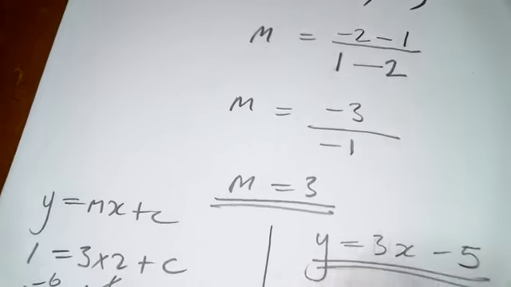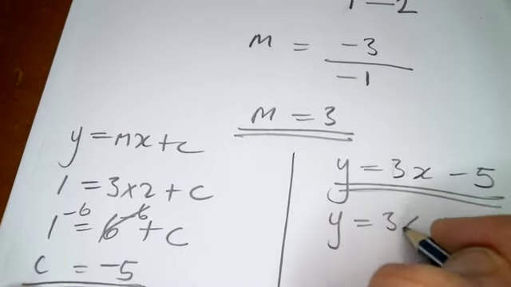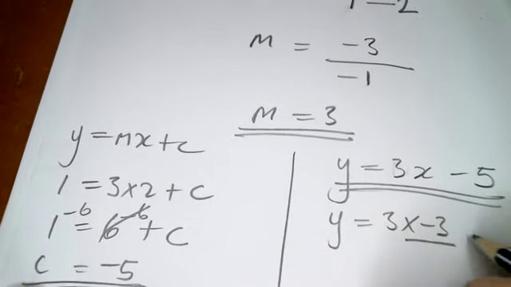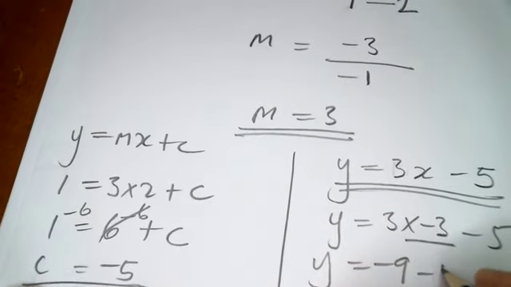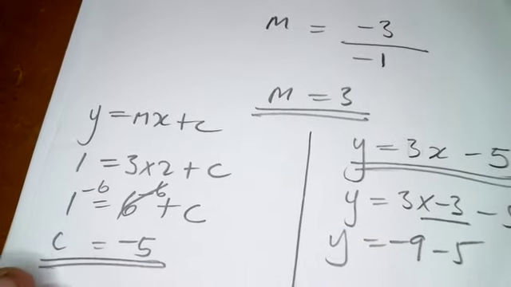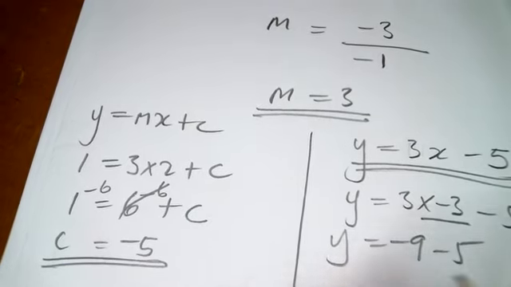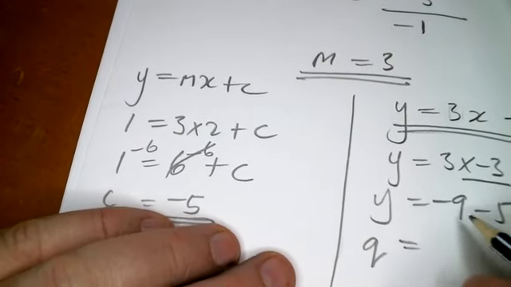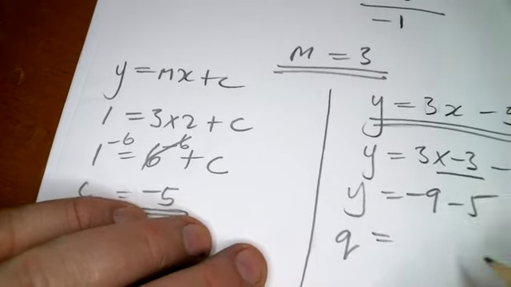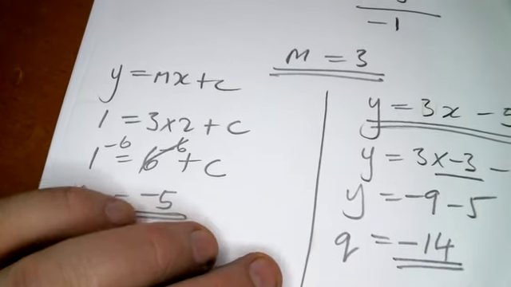So x is negative 3, so I'm going to say y equals 3 times negative 3, it's the value I'm putting in, minus 5. So y is equal to negative 9 minus 5. So y, which in this case is q, is going to be, because remember, q is the y value, yes? So q, in this case, equals negative 9 minus 5, which is negative 14. And there's my value for q.